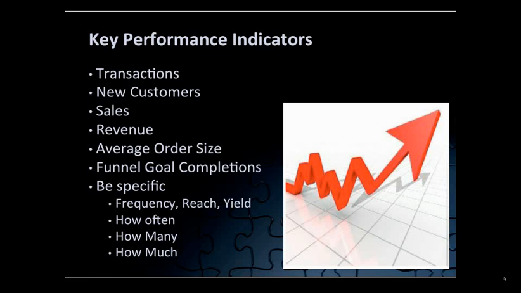You also have to look at key performance indicators when looking at ROI. Look at the number of transactions. Look at the number of new customers. Look at your sales, your revenue numbers. Look at your average order size. Funnel goal completions. Be specific. Look at the frequency, the reach, and the yield. How often, how many, and how much.